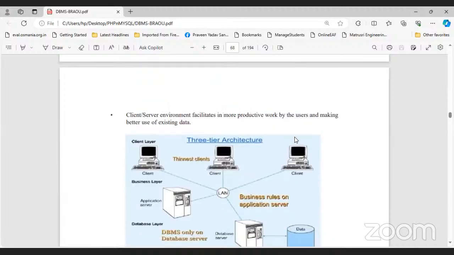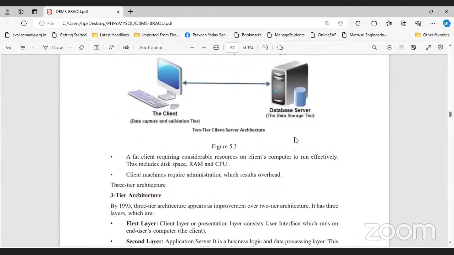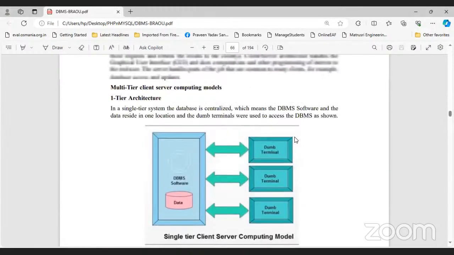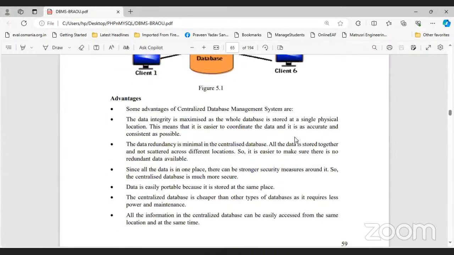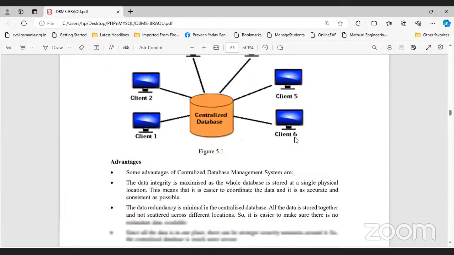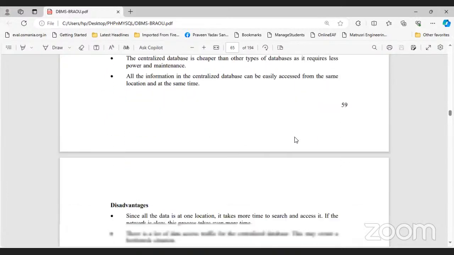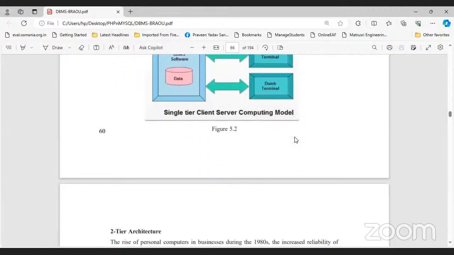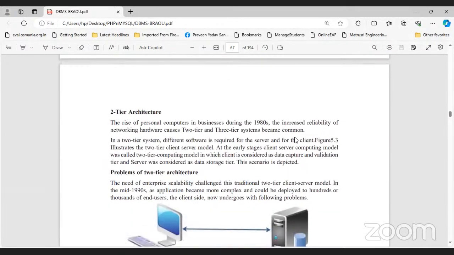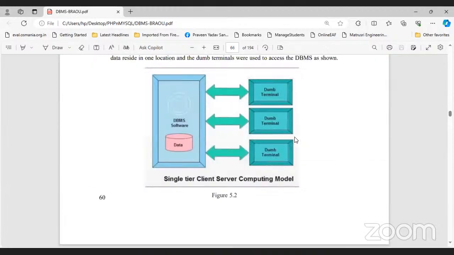So this is the client-server architecture. What is meant by the client-server architecture? The client sends the request to the server, then the server gives the response to the client. Again, these are the types: one-tier architecture, two-tier architecture, three-tier architecture, and multi-tier architecture or n-tier architecture. Here N stands for node.